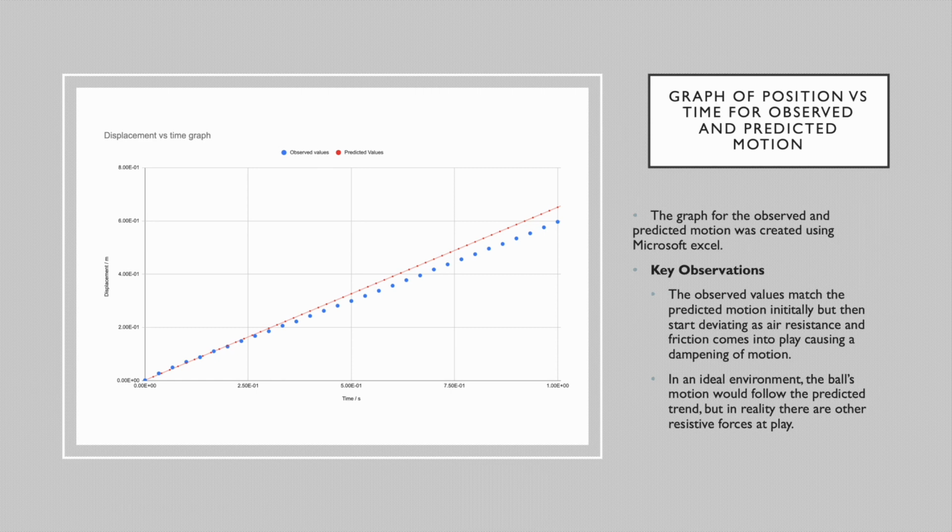As we can see, a few key observations that we can make is that the observed values match the predicted motion for the first few seconds, but then they start to deviate away from the predicted values because as air resistance and friction come into play, this causes a dampening of the motion, causing the velocity to slowly and gradually decrease. In an ideal environment, however, the ball's motion would follow the predicted trend, and it would not stop since there would be no dampening motion.